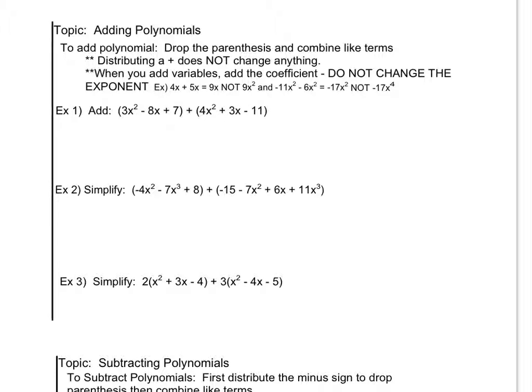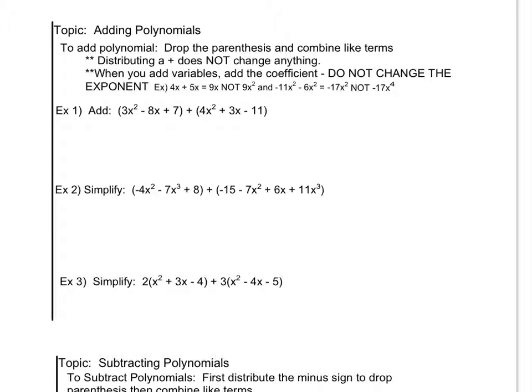So on the first one, when we're adding polynomials, it is very simple. All you really do is drop the parentheses and then combine like terms. The reason being is that when you distribute a plus sign, it doesn't change anything. The only exception to the rule is if there's a number in between the plus sign and the parentheses of the polynomials that you're trying to add together.